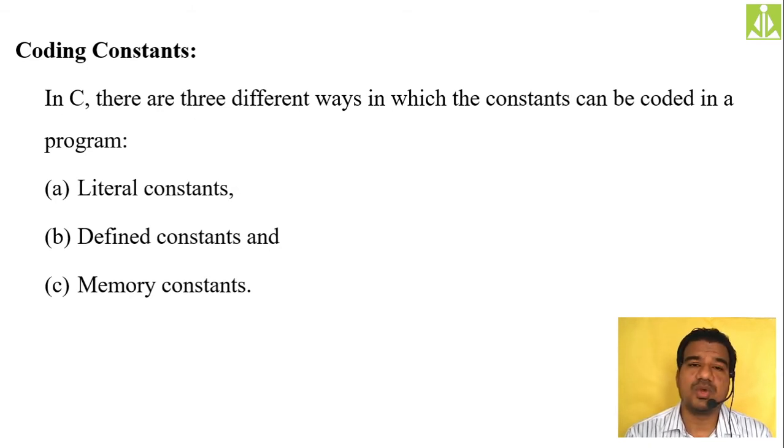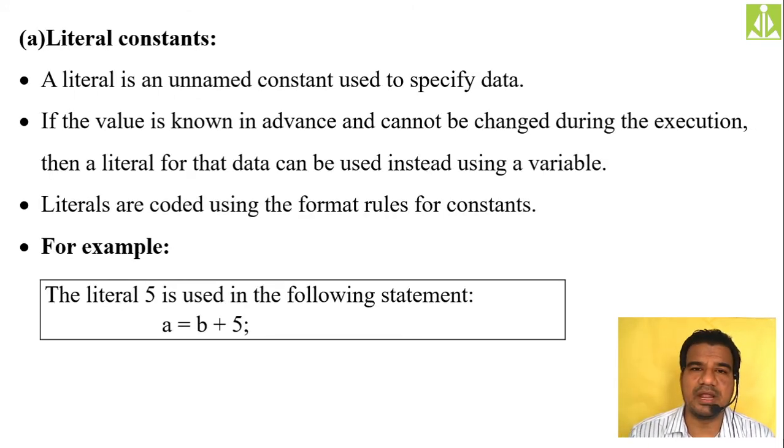Coding constants, there are three different ways. The first one is literal constants, the second one defined constants, and the third one is memory constants. One by one we need to discuss all these three. We'll start with literal constants or constant literals.